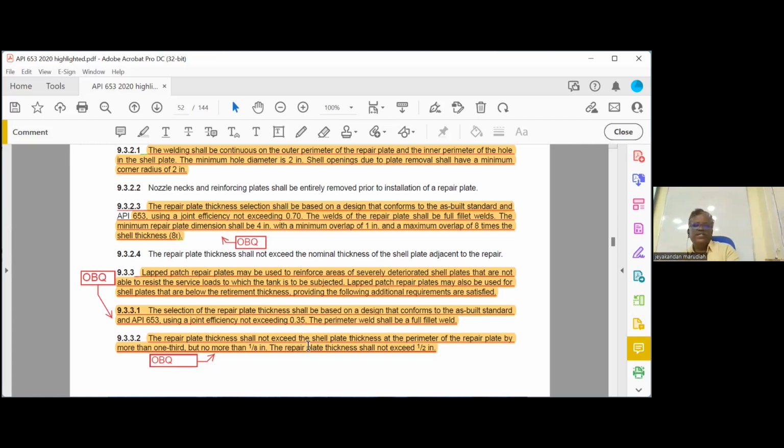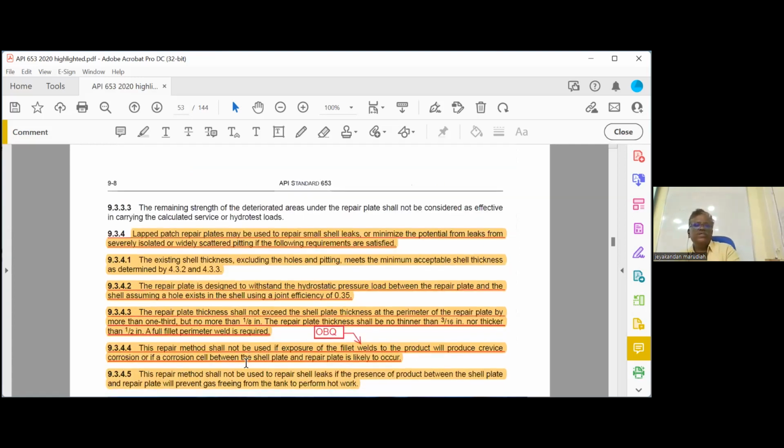Then the repair plate thickness shall not exceed the shell plate thickness of the parent by more than 1/3. The repair plate thickness shall not exceed half an inch. Maximum is half an inch. This is an open book question. Minimum thickness will be 3/16 inch.